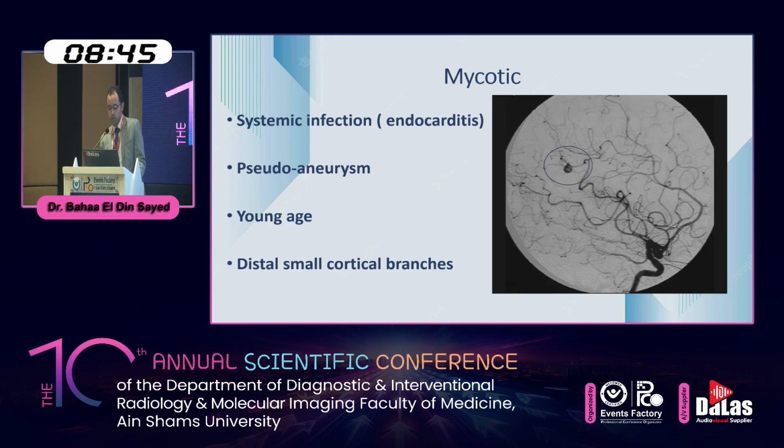The mycotic aneurysms are rare types, appear in younger age and in patients with systemic infection, mainly infective endocarditis, in which the infection spreads to the distal cortical vessels, causing disruption of the arterial wall.